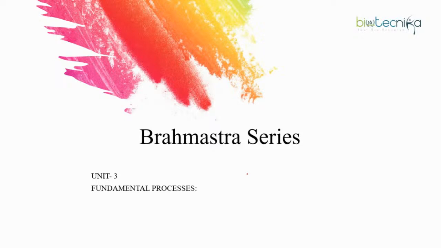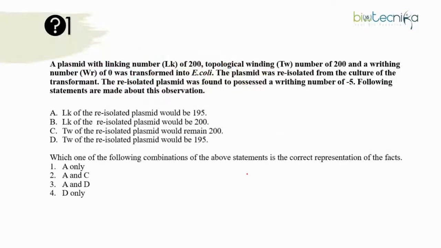Okay, so the first question that we have here is: a plasmid with linking number of 200, topological winding number of 200, and a writhing number of 0 was transformed into E. coli. The plasmid was re-isolated from the culture of the transformant. The re-isolated plasmid was found to possess a writhing number of -5. Following statements are made about this observation.